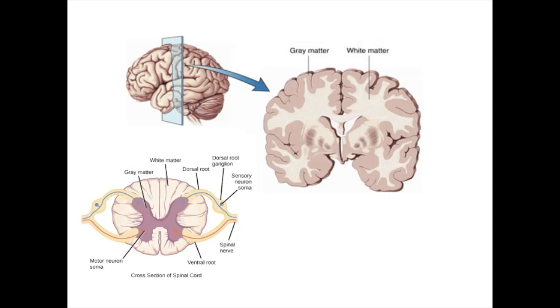Remember, we said the cerebrum includes the amygdala and a region called the hippocampus. Remember, the cerebrum has gray matter in multiple places, in these cortices and in the deep nuclei.